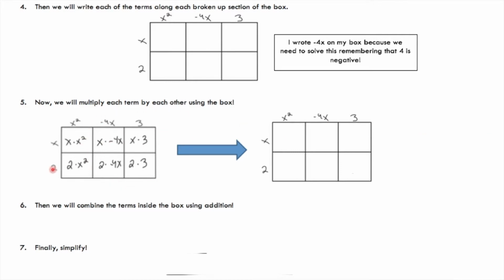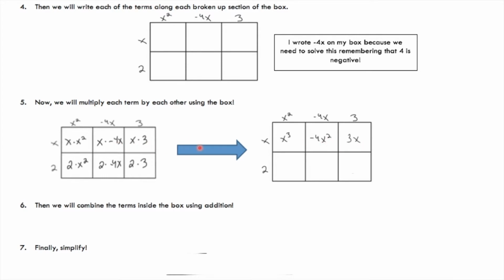Ideally, we're going to do this all in the same box. You'll need to draw just one box; I'm just breaking it down and showing the steps. So I'm going to simplify the multiplication from this box and write it in here for right now. So x times x squared is going to get me x cubed. X times negative 4x gets me negative 4x squared.